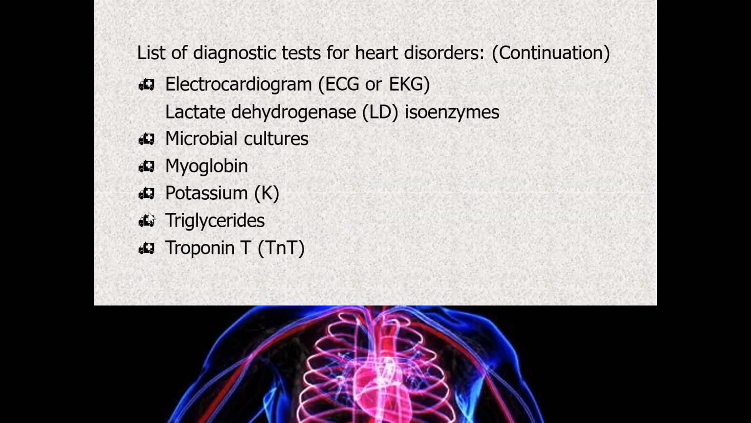Next is the triglyceride. Okay, so may connection to sa lipid profile. Okay, so nagbi-build up yung fats doon sa heart na pwedeng maging cause ng obstruction. Okay, next is potassium. So we all know that potassium is needed by our muscle to contract. Take note that our heart is made up of muscle, so therefore it also needs potassium. Okay, so yan yung mga test na ginagawa natin to diagnose for heart disorder.